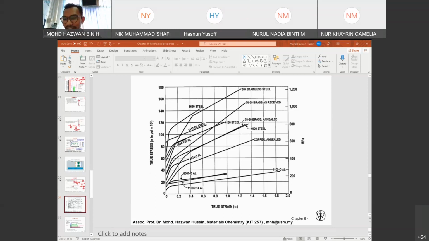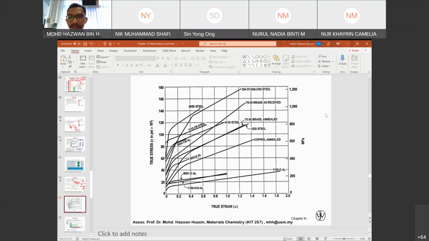Siapa I nak tanya ni? Sin Yong Ong. Sin Yong Ong. Are you there? Yes, Doctor. Okay. All right. So, I think earlier Nadia told us that 304 stainless steel is the highest. So, I mean, having the highest hardness. Do you agree with this, or you have another answer?